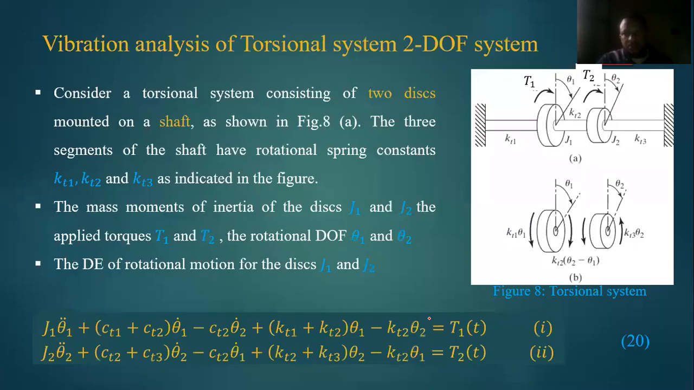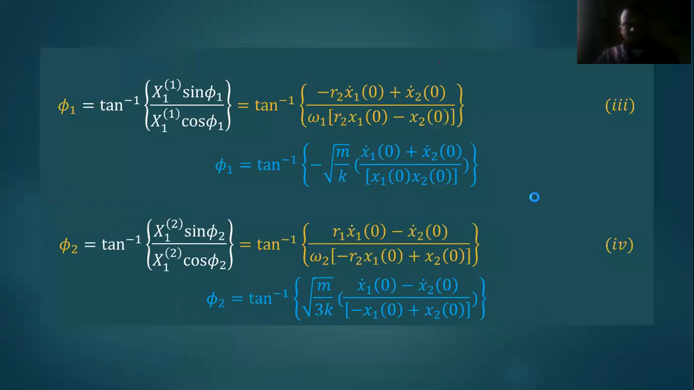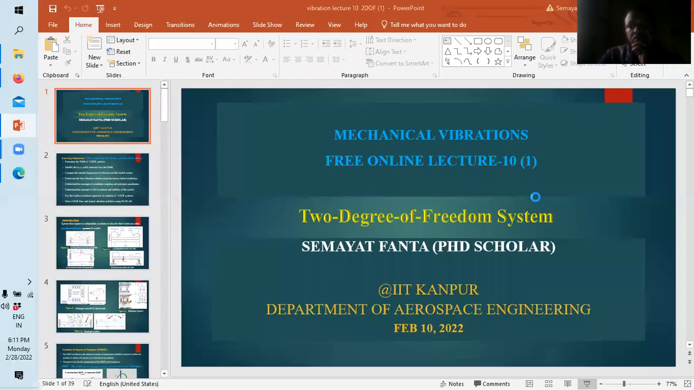Sorry, this is because of my system. Anyway, so this is the final of our system of equations. Let me show you the four quantities. This is because of the system hanging, sorry. Anyway, let's be patient.